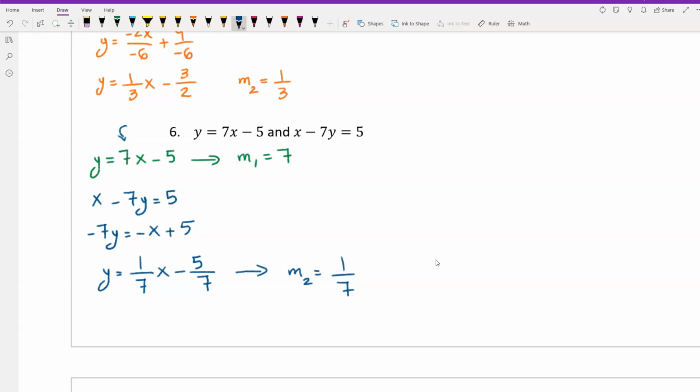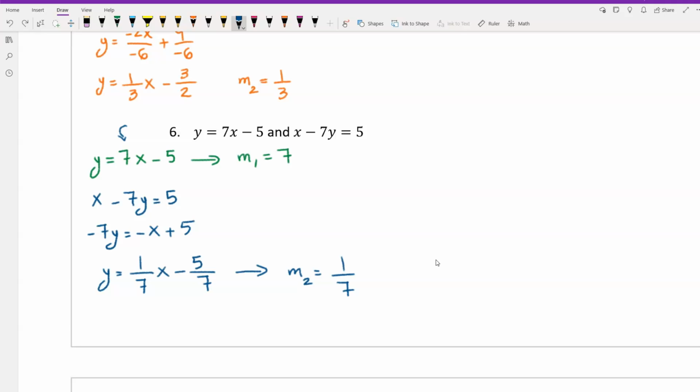So all of these three terms divide by negative 7. We have negative 7y divided by negative 7, so that is positive y equal to negative 1 divided by negative 7, so that is positive 1 over 7 times x. Positive 5 divided by negative 7, so that is negative 5 over 7. For the second line, the coefficient of x is 1 over 7. Comparing these two slopes, one is 7, the other one is 1 over 7.